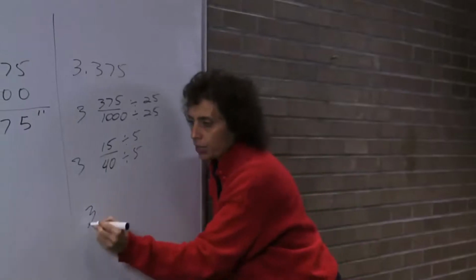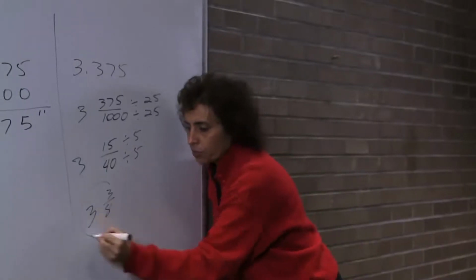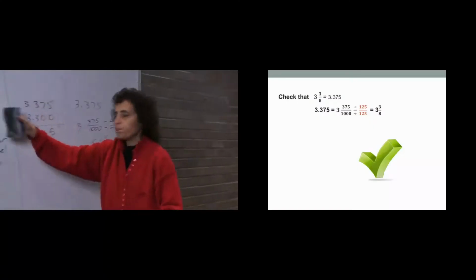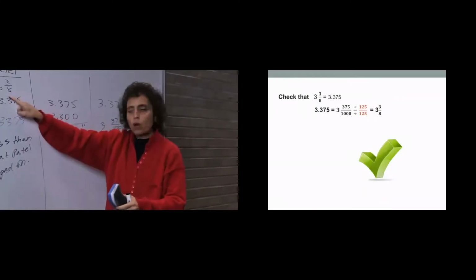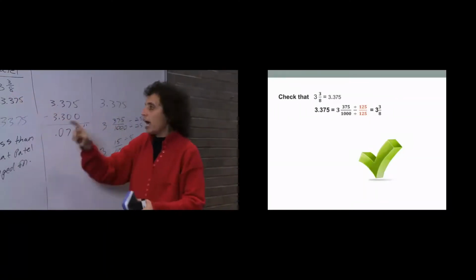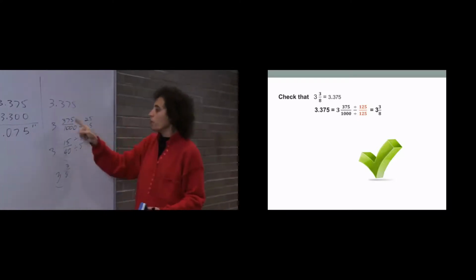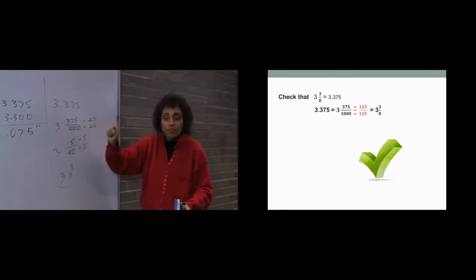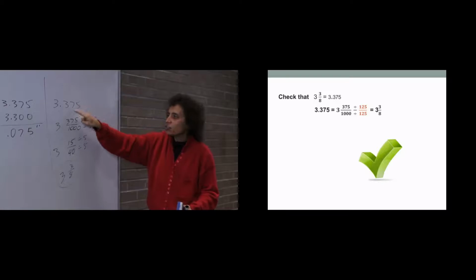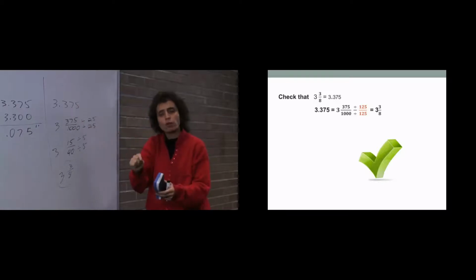And I get 3 and 3/8. And I can get back. So I can always get back and forth. How do I get from a fraction to a decimal? I divide. How do I get from a decimal to a fraction? I use the fact that I know this is the tens, hundreds, thousands place, so I can use a power of 10. Okay?